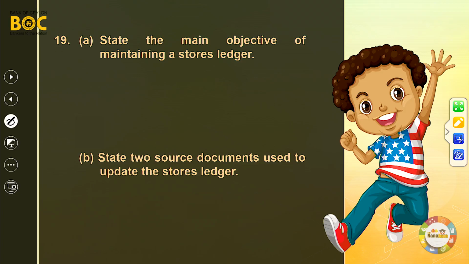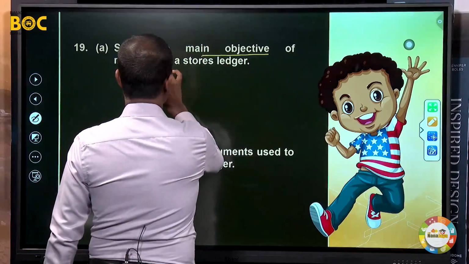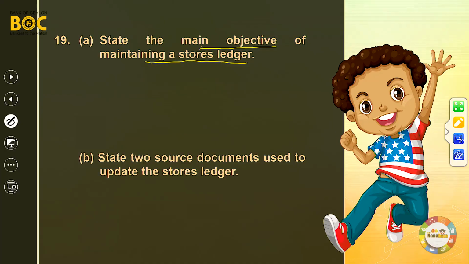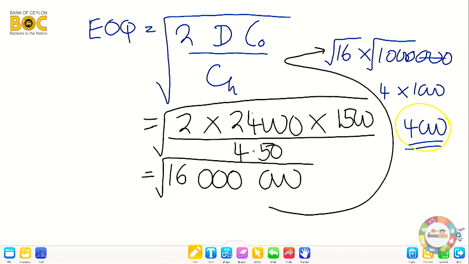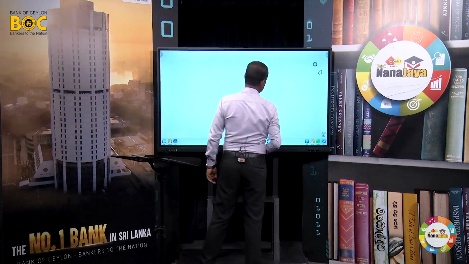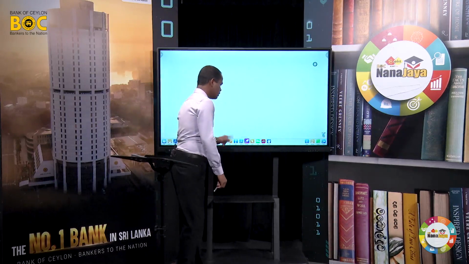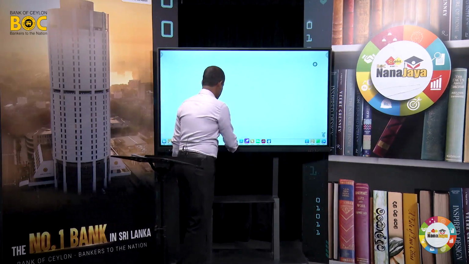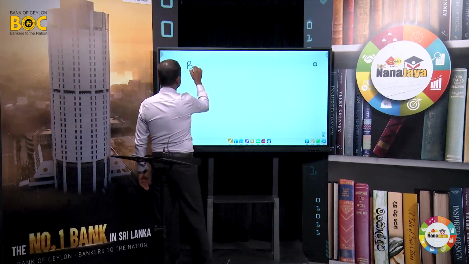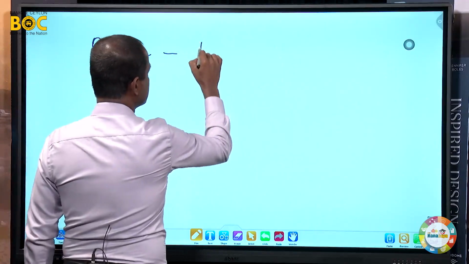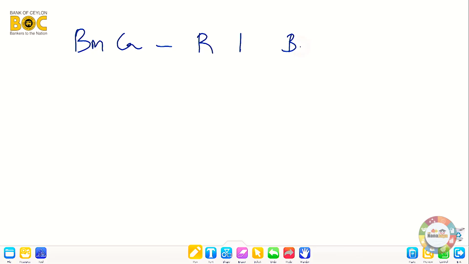State the main objective of maintaining the stores ledger and bin card. In the bin card, you record stock units received, units issued and the balance, only quantities. This bin card, when you further expand it with values, we call the stores ledger.